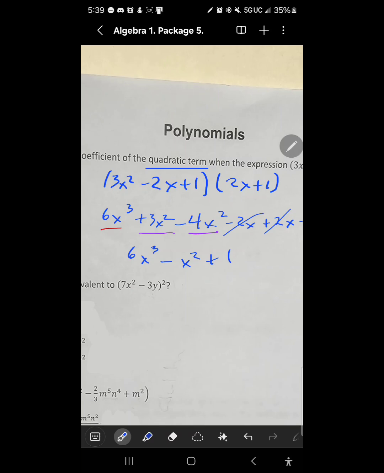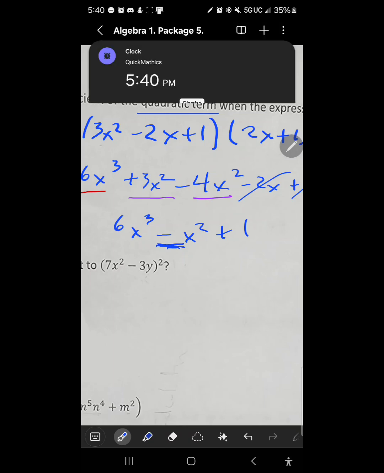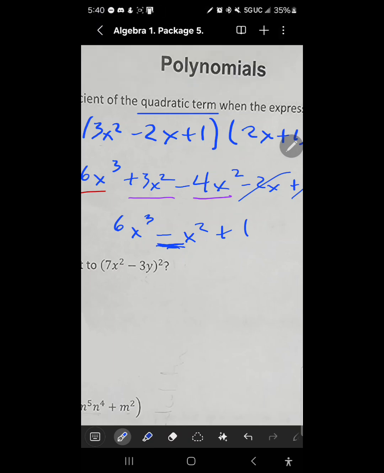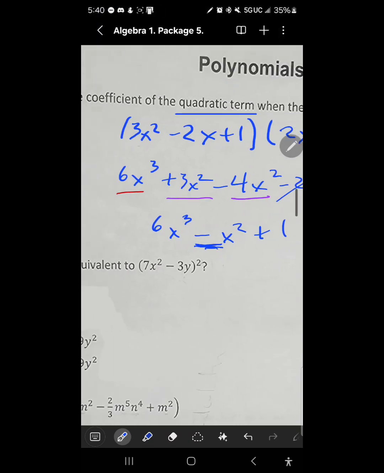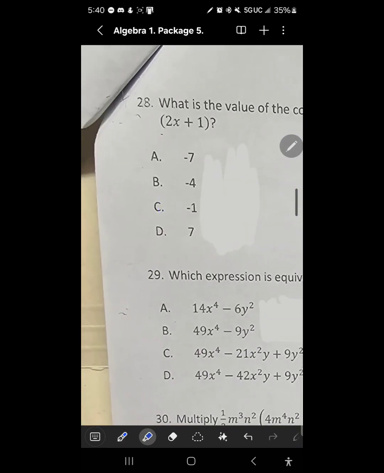So what is the value of the coefficient, which is the number before the x to the 2? There is no number shown here, so we assume it is a 1. Sorry about that. So our answer is negative 1.